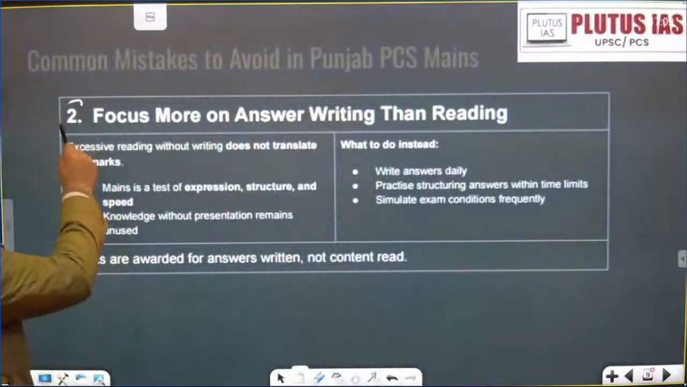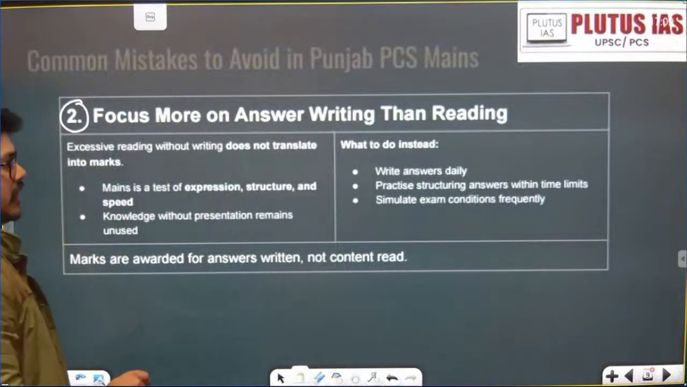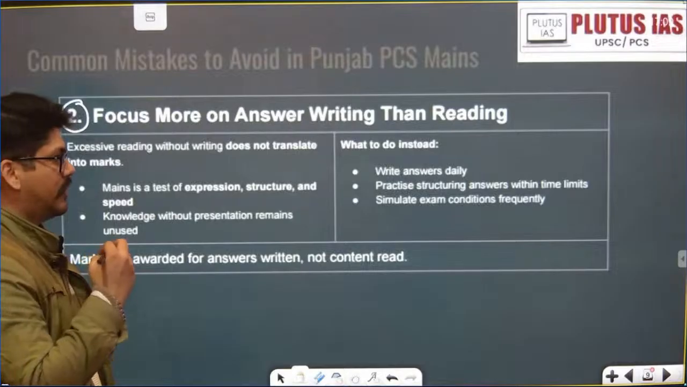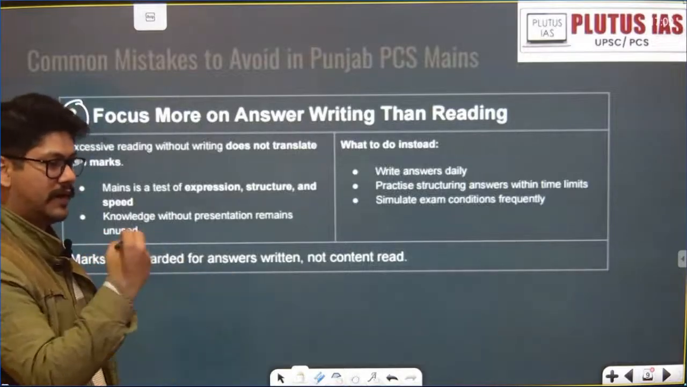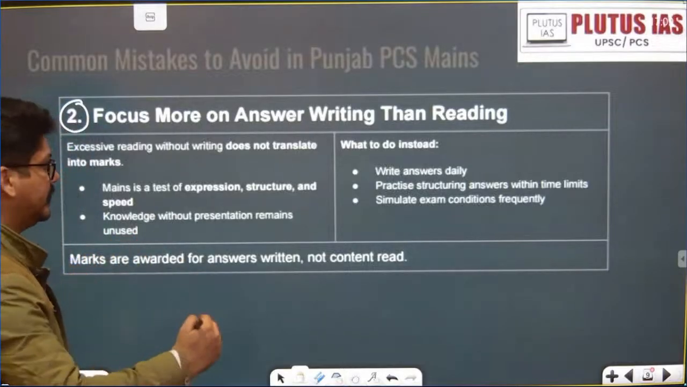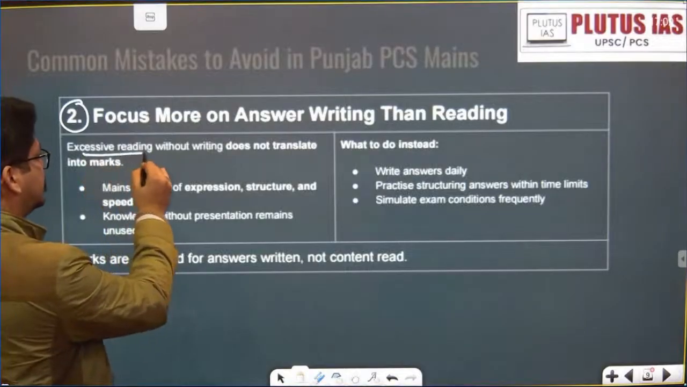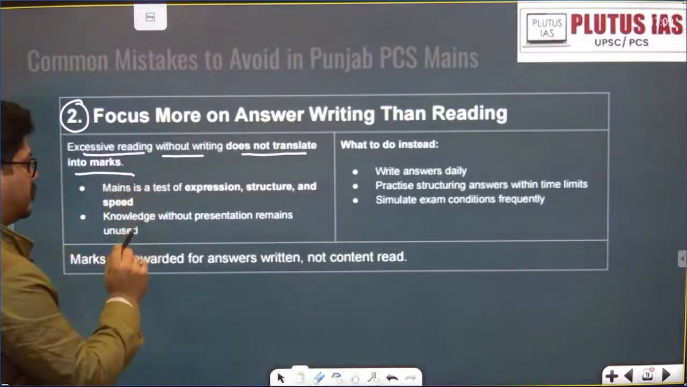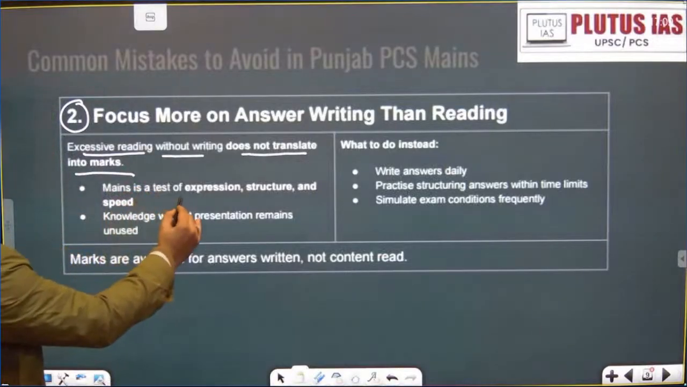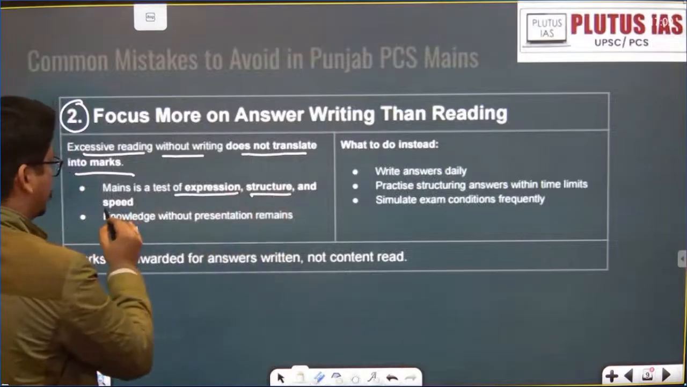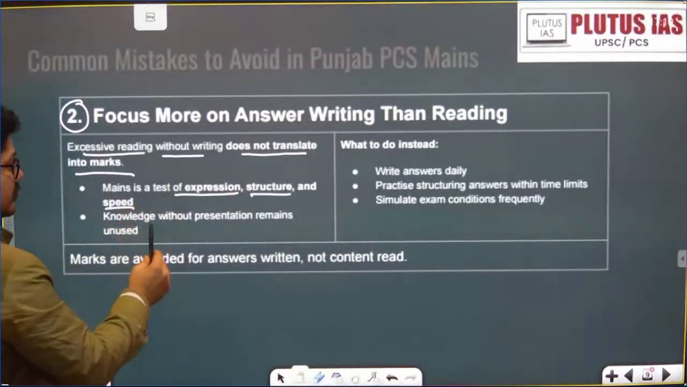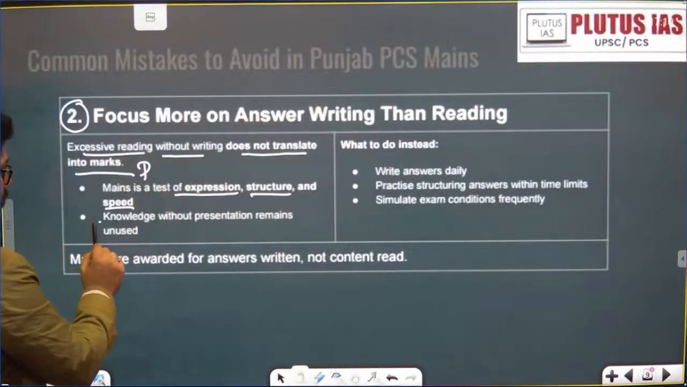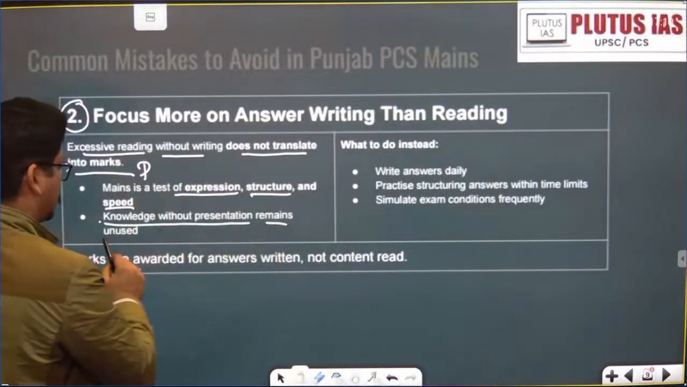Okay, second point, focus more on answer writing than reading. Write your answers. It means you have to make good handwriting and maintain a good constant speed. Excessive reading without writing does not translate into marks. Please focus on this. Mains is a test of expression, structure, and speed. And how will this come? Through consistent practice. Knowledge without presentation remains unused.